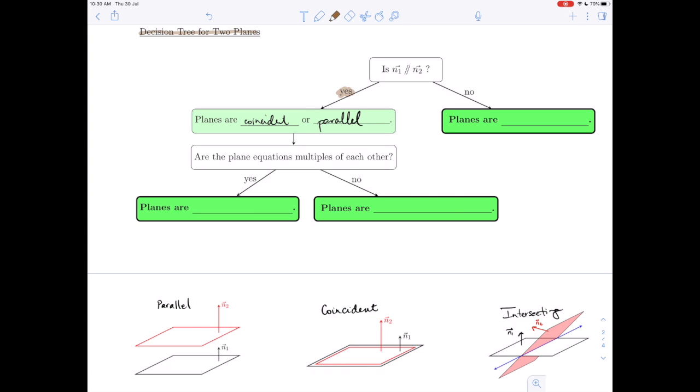If we had answered no, that's the one situation where the normal vectors are not parallel: the planes are intersecting at a line. To distinguish between the coincident and parallel cases, we asked a follow-up question: are the plane equations multiples of each other? We answered yes, and that was because our planes were coincident. But if we had answered no, we would have been in the remaining case where the planes were parallel.